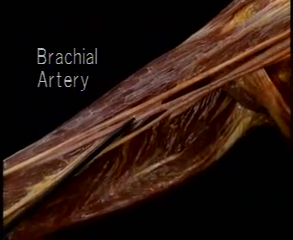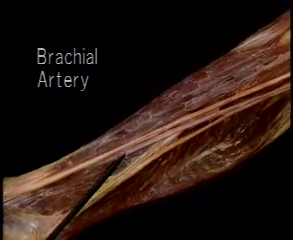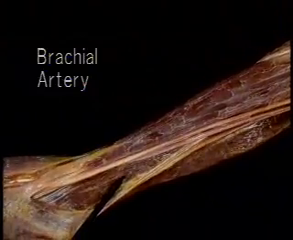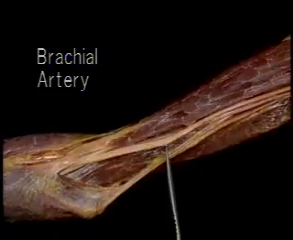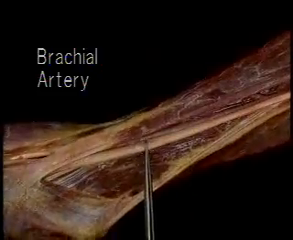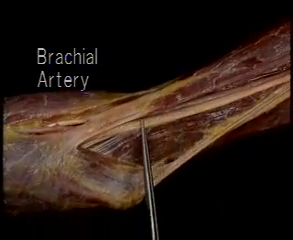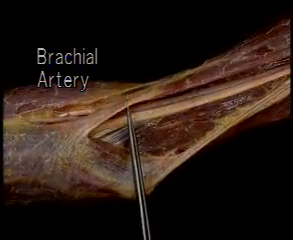The brachial artery runs down the medial side of the arm, alongside the brachialis muscle. The median nerve crosses over the artery. The brachial artery passes beneath the bicipital aponeurosis, which we'll remove.